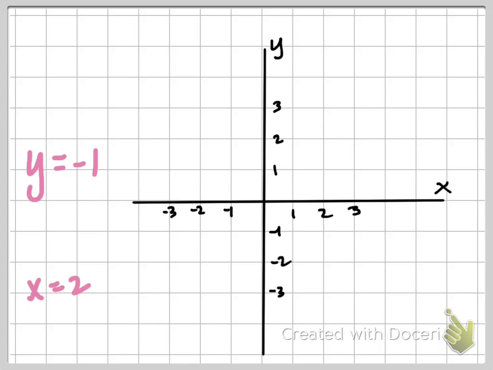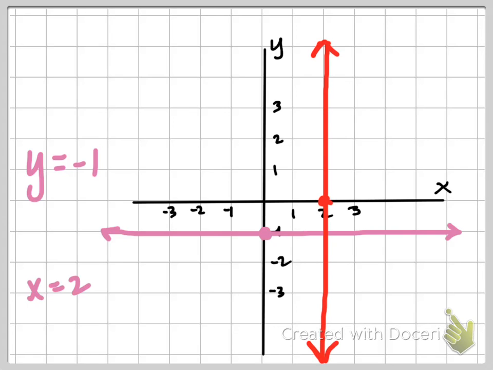Okay, so if y is negative 1, I've got to go to the y-axis and find negative 1. Which is located right here. Remember, when you draw your line it should just cross the y-axis at negative 1. Okay? Then, when I have x equals 2, I'm going to do this in a different color here. Do some red. Find 2 on the x-axis, and my line should just cross the x-axis at 2. So x will always be a vertical line and y will always be a horizontal line. All right?